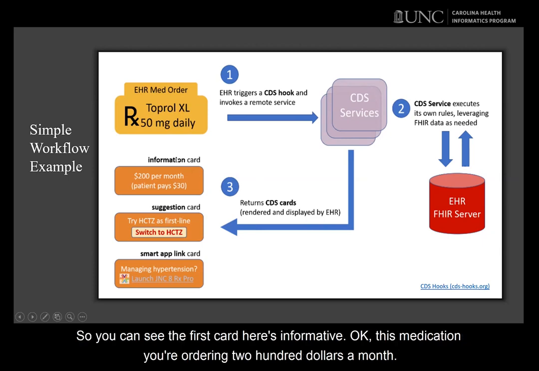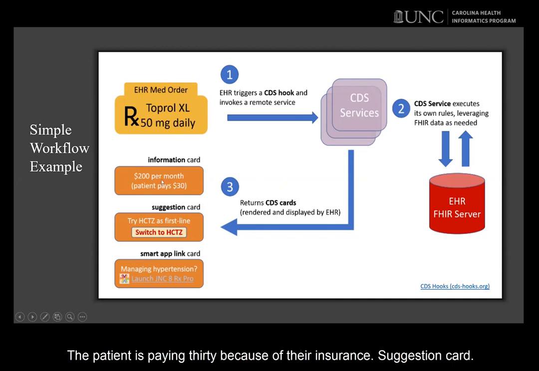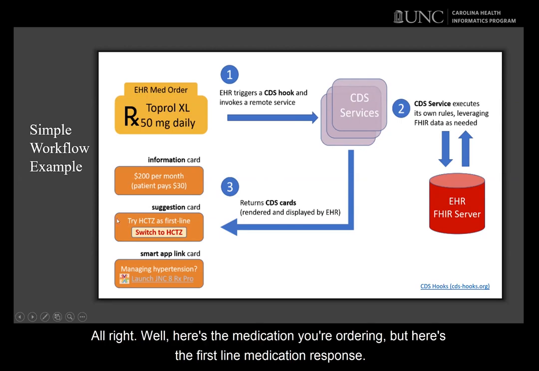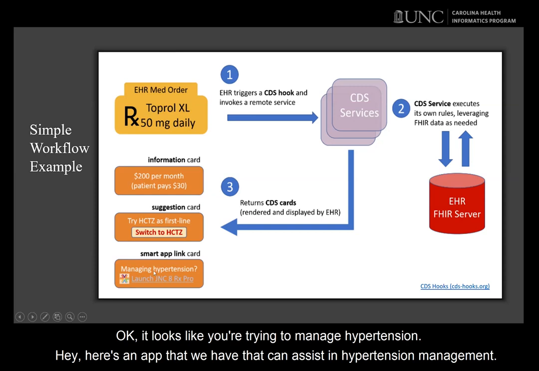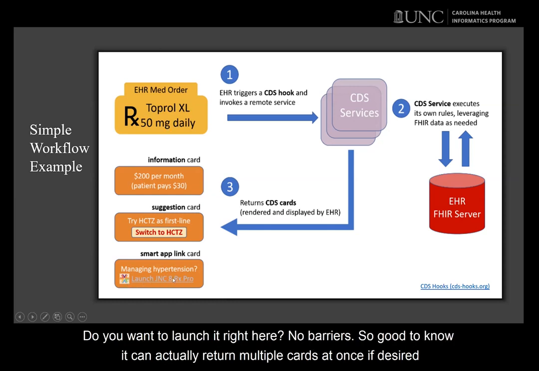So you can see the first card here is informative. Okay, this medication you're ordering, $200 a month. The patient's paying $30 because of their insurance. Suggestion card. All right, well, here's the medication you're ordering, but here's the first line medication response. Do you want to click this and switch to that? Or a smart app link card. Okay, it looks like you're trying to manage hypertension. Hey, here's an app that we have that can assist in hypertension management. Do you want to launch it right here?